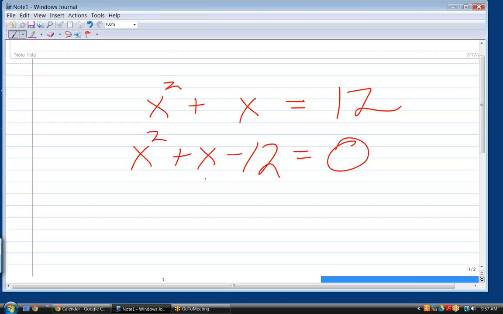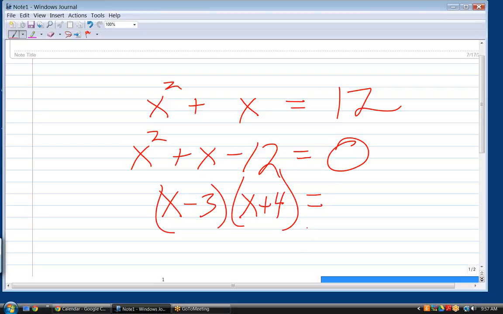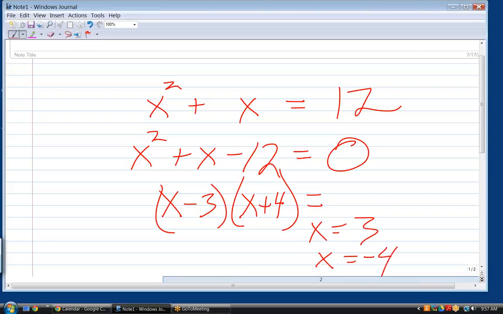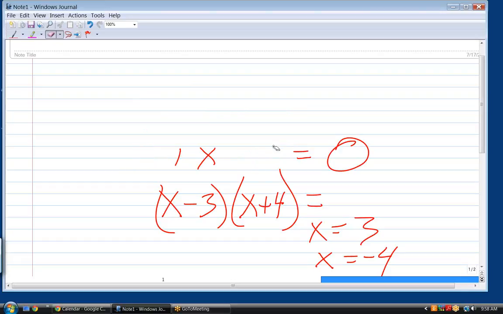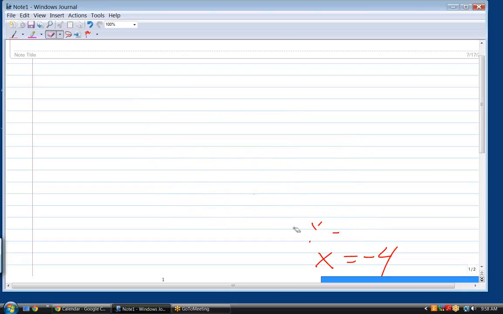And then we factor this into x minus 3 times x minus 4, or x plus 4. And now this one only has two solutions, which are going to be x equals 3 or x equals minus 4. The third solution, x equaling 0, no longer works. It's not one of the solutions. This is a different problem than what we were just doing. So, okay. That's factoring in a nutshell. Always look for greatest common factor.